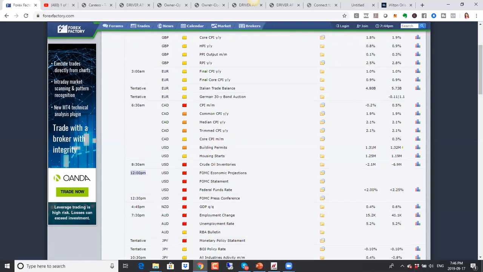So right now, US dollar is essentially down because of the interest rate cut. When the interest rate cuts happen, we see a drop in the currencies. So US dollar has been negative. Today, we have seen a drop in it.